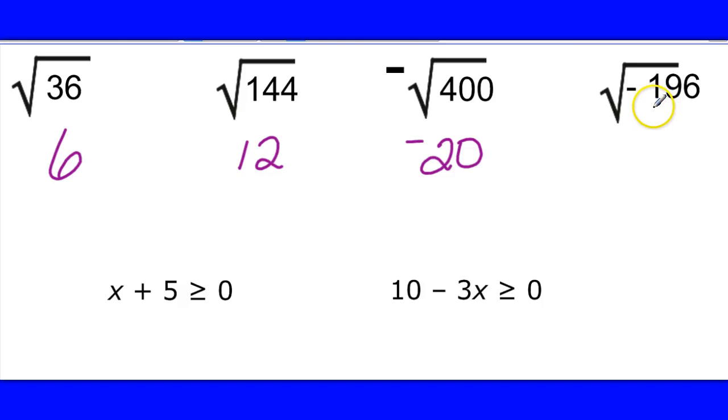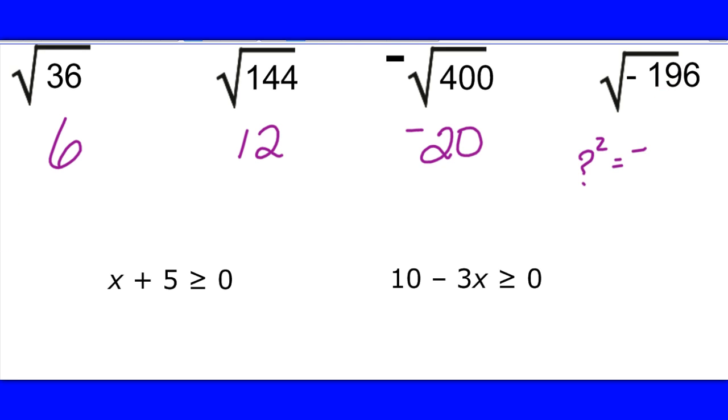And this one's asking you for the square root of negative 196. You need to really think about this. Is there any way possible to take any number and square it and end up with a negative answer? No. So this has no real root.